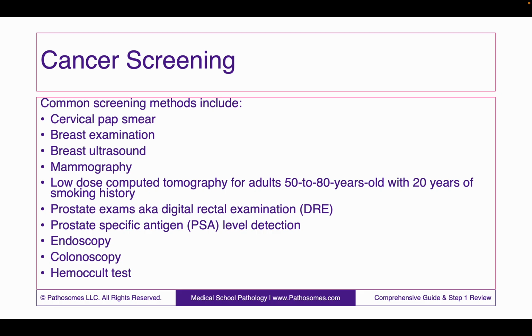Common screening methods include cervical pap smear, breast examination, breast ultrasound, mammography, low-dose computed tomography for adults 50 to 80 years old with 20 years of smoking history, prostate exams such as a digital rectal examination or prostate-specific antigen level detection, endoscopy, colonoscopy, and hemoccult test. Those are the various modalities of common cancer screening in the United States of America.